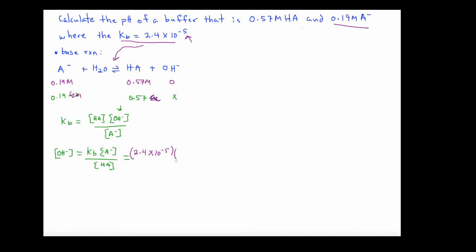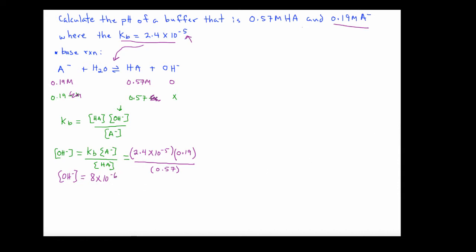All right, the A minus is 0.19, and the HA is 0.57. So my OH minus concentration calculated out is 8 times 10 to the minus 6.